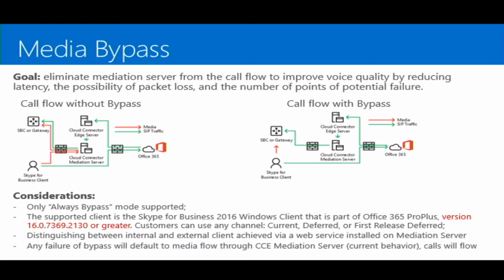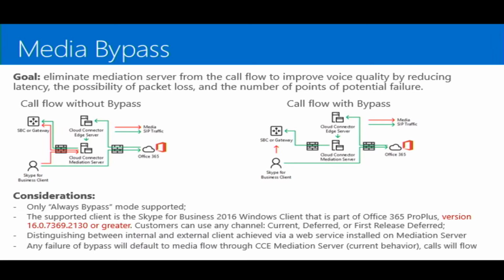So the goal is to eliminate the mediation server for any inbound or outbound PSTN calls from the flow, and to essentially improve latency, packet loss, and just potential failure points. So you can look at the slide on your screen, and there are two examples, and the one on the left is how it works without bypass, and the one on the right is how it works with bypass, right? So you'll see the media, in the case of the signaling, which is the green call flow, it's the same in both cases, right?